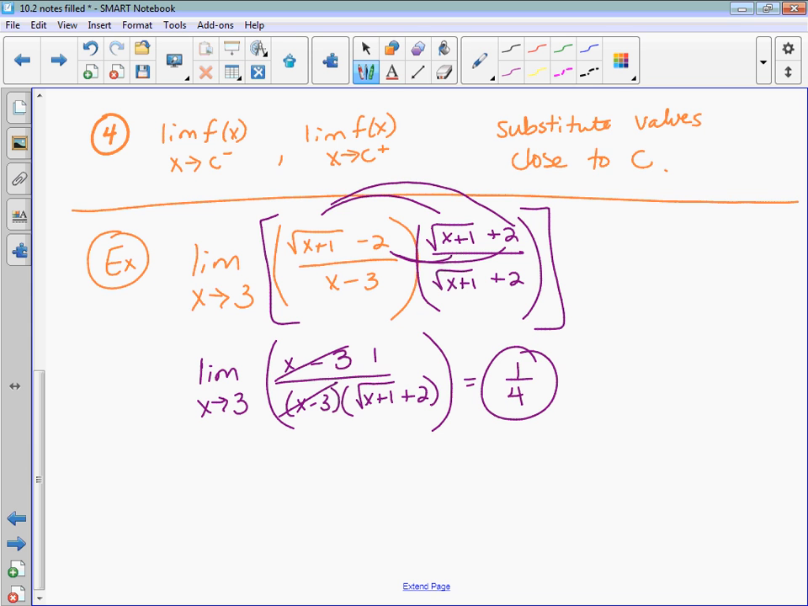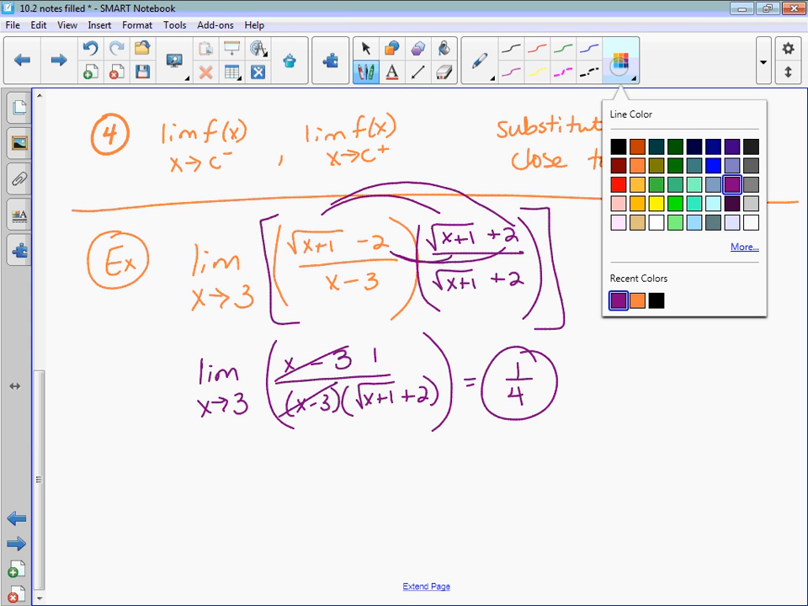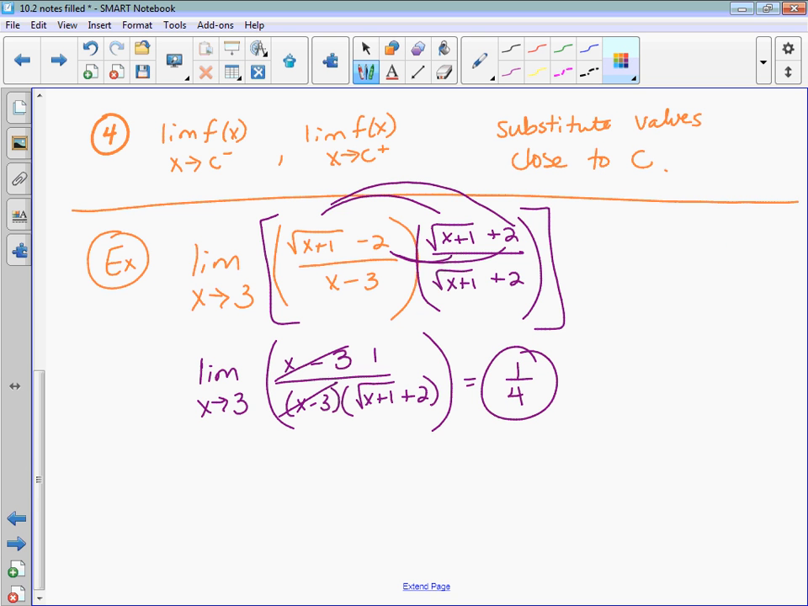All right, let's do one more on here before we go back to your package. So, why couldn't you just plug in at the beginning? Plug in the 3. So what would happen right here? Oh, 0. Yeah, so that's why. But definitely always check that first. Sometimes it'll look like a really complicated problem, but all you have to do is plug it in.